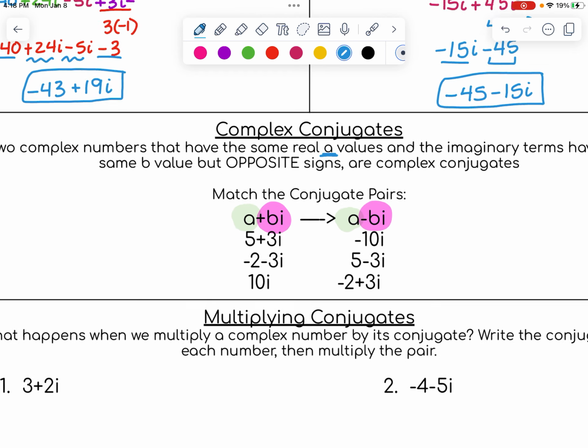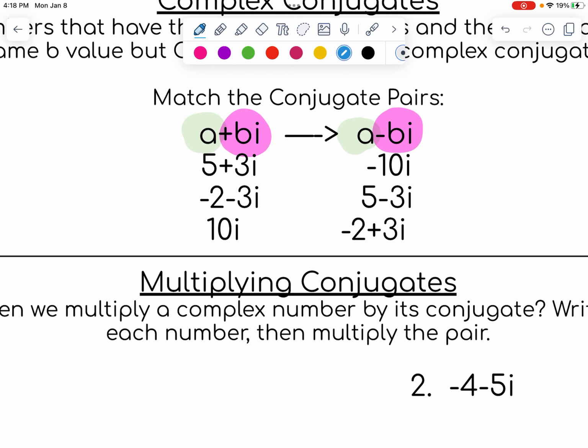So we're going to match these complex pairs. 5 plus 3i would be a complex conjugate with 5 minus 3i, because the 5s are the same. One has a positive 3i and one has the negative 3i. For the next one, negative 2 minus 3i, the complex conjugate would be negative 2 plus 3i. That's right down here. And the last one, even if it's not a complex number, if it's just an imaginary number, you can still find a conjugate. The conjugate of 10i would be negative 10i.